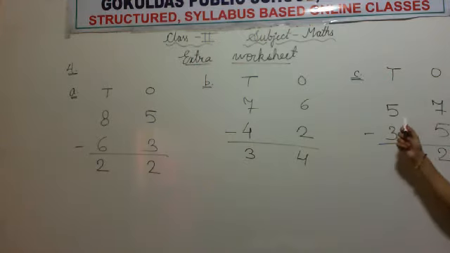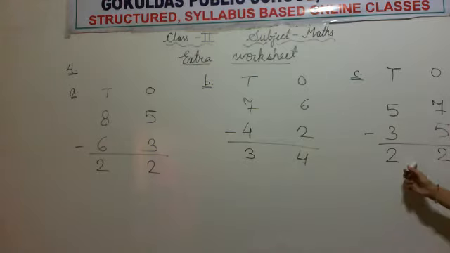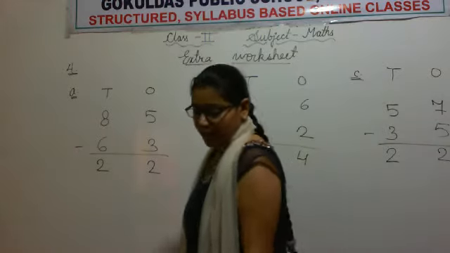Now moving towards the tens column, 5 minus 3. All of you open 5 fingers. Now minus 3 is there. So close now 3 fingers. How many fingers are left? 2 fingers. So we will write the number 2. So these are the solutions of part A, B and C.